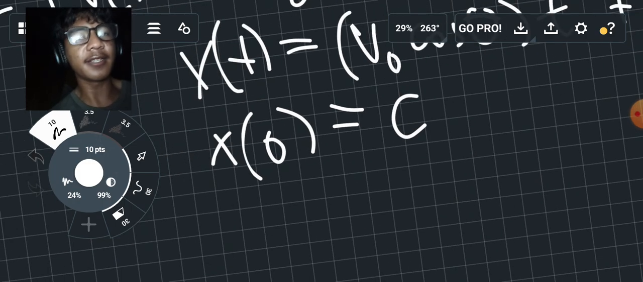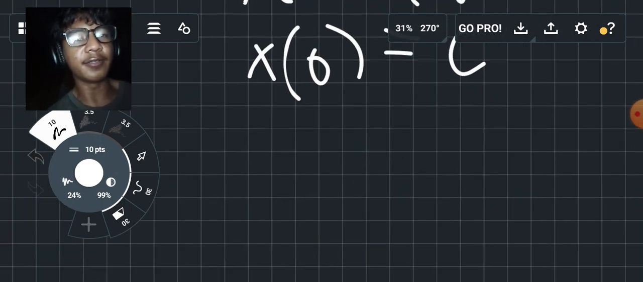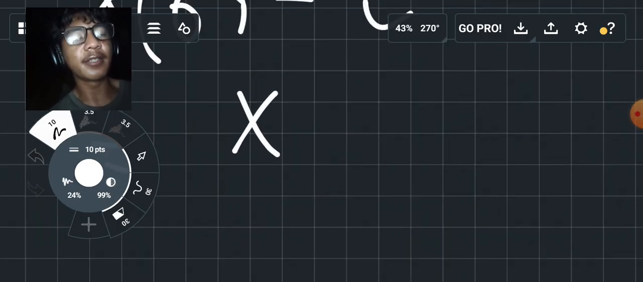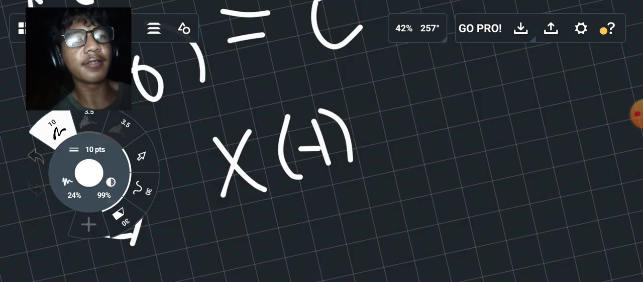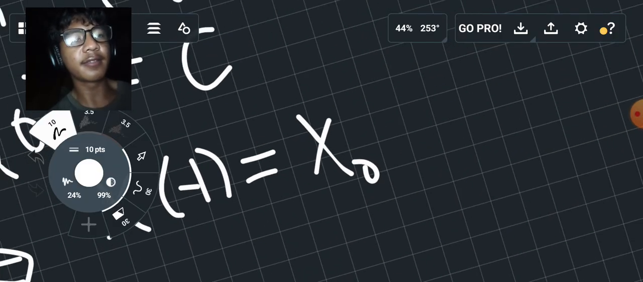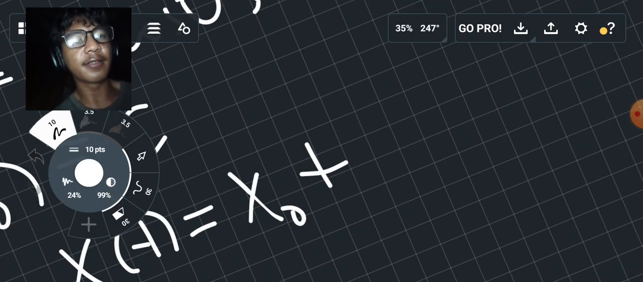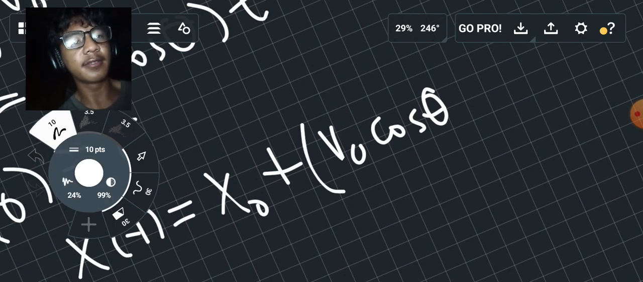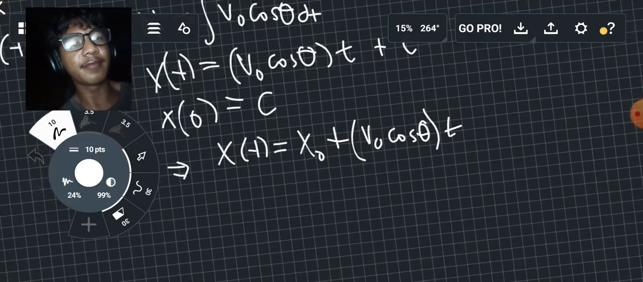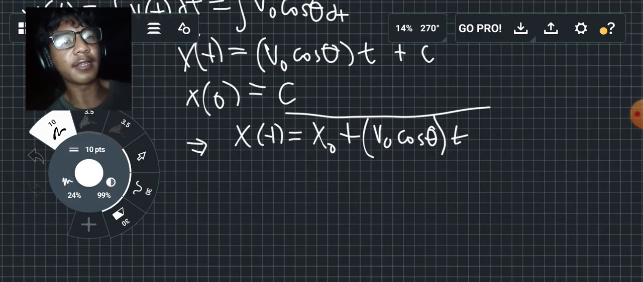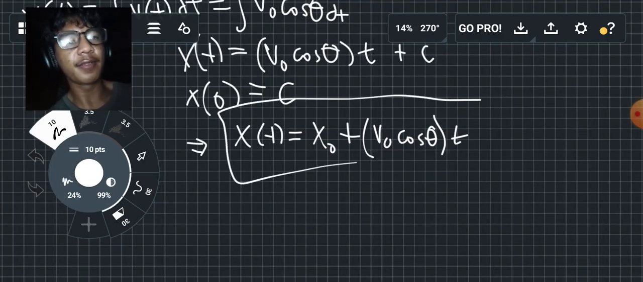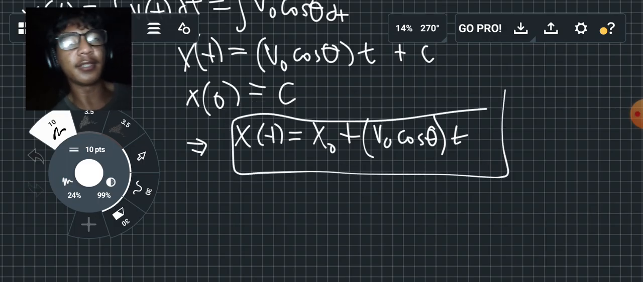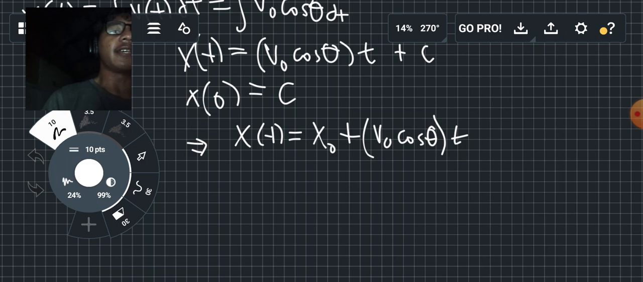So x of 0, or x naught, is c. Meaning we have x of t equals x naught plus v naught cosine theta times t as our position function for the x direction.